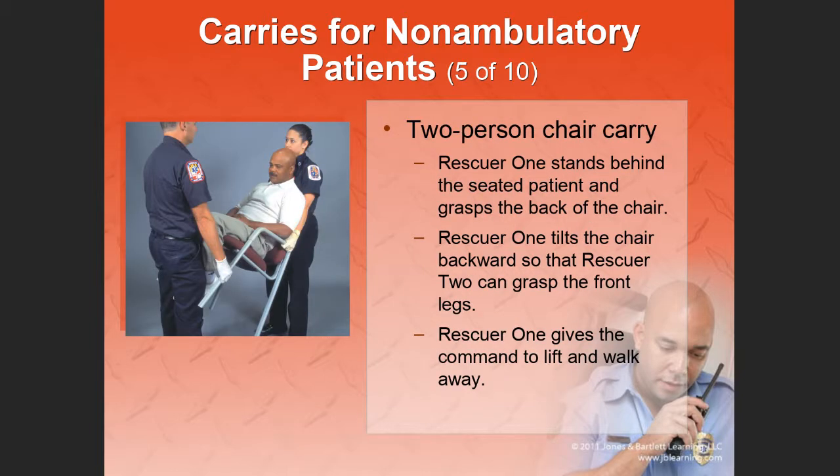Two-person chair carry. And if you're going to carry a patient on a chair, you're going to need to strap them down on that chair. Rescuer one stands behind the seated patient and grasps the back of the chair. Rescuer one tilts the chair backwards to rescuer two. Right, so one person is controlling the lower portion, another person is controlling the upper portion. The person at the head will always give the command.